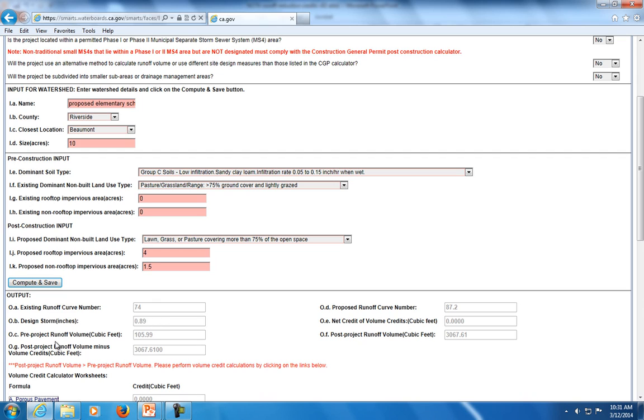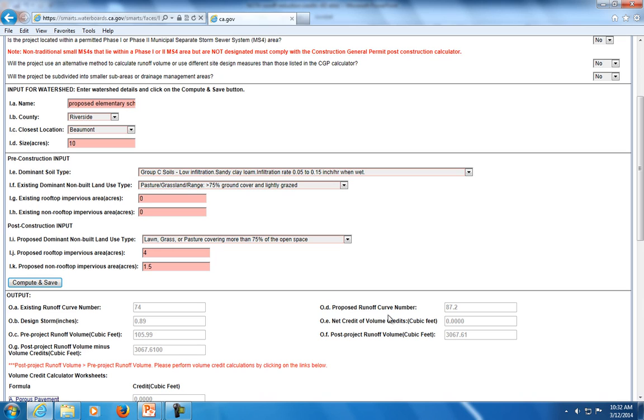And then OC here, it's giving you the pre-project runoff volume in cubic feet. So it's fairly, not a whole lot pre-project. That grazed landscape or lightly grazed landscape is generating about 106 or so cubic feet of runoff for that particular storm depth. And then OG, it's giving you the post-project runoff volume. And so the credits, which we'll get into, and that's really the idea with all this, is you're trying to use all the credits to basically get that post-project runoff volume to equal or be less than the pre-project. So that's really the whole idea.